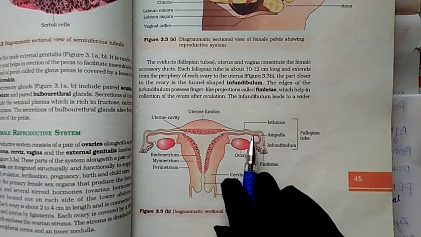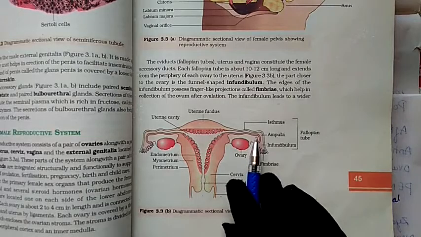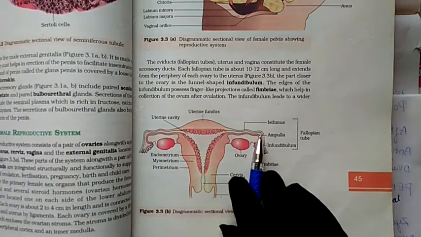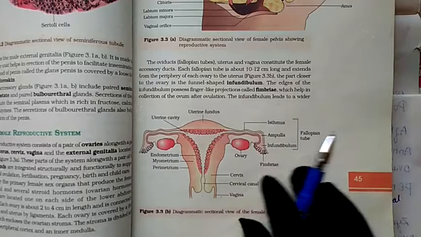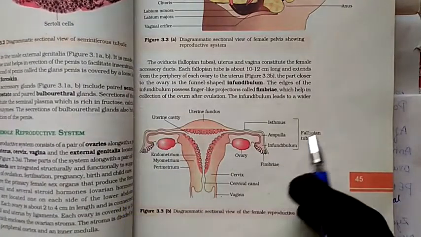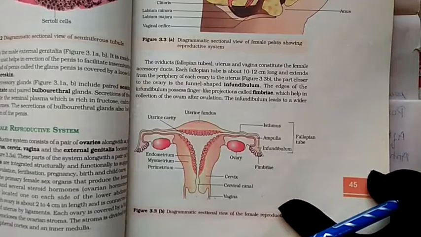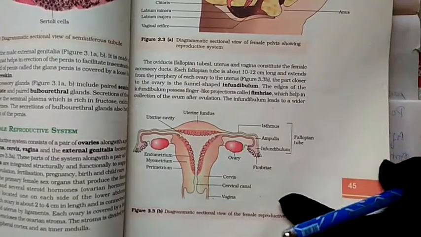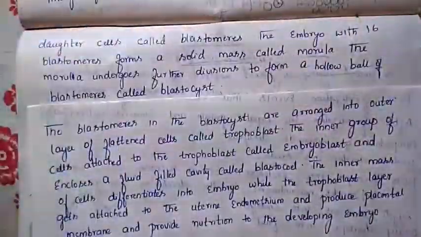Cleavage is nothing but mitotic division; the mitotic division we call cleavage. As cleavage starts, the zygote divides into 1 to 2, 2 to 4, 4 to 8, 8 to 16 cells. Like that you get cells. How many cells do we get here? 16 cells. This 16-cell structure we call a blastomere.